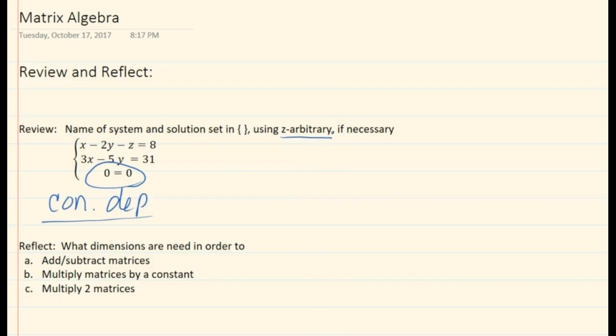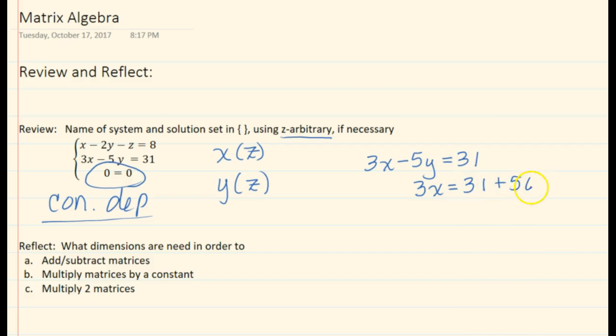So what we need to do is solve for x in terms of z, and solve for y in terms of z. So we have two equations. What we notice is that we have 3x minus 5y is equal to 31. So I'm going to solve for either x or y. It really doesn't matter. I'm going to solve for x. So I'll get 3x is equal to 31 plus 5y, and x is equal to 31 plus 5y all over 3.